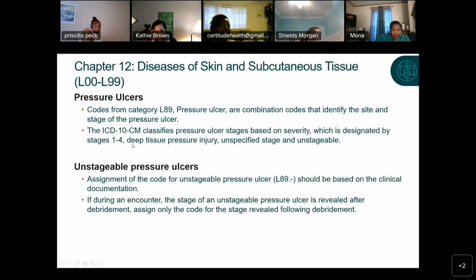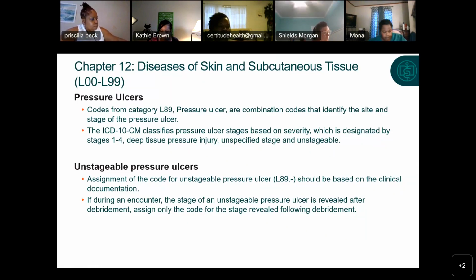But chapter 12 talks again about diseases of the skin and subcutaneous tissue. Specifically with this chapter, there's a lot of mention of pressure ulcers. Pressure ulcers are coded according to the location of the ulcer in someone's skin and also the stage of the ulcer. So it could be a stage 1, stage 2, depending on how deep it is and how large it is. It could go through the skin, down to the muscle tissue, or even down to the bone.